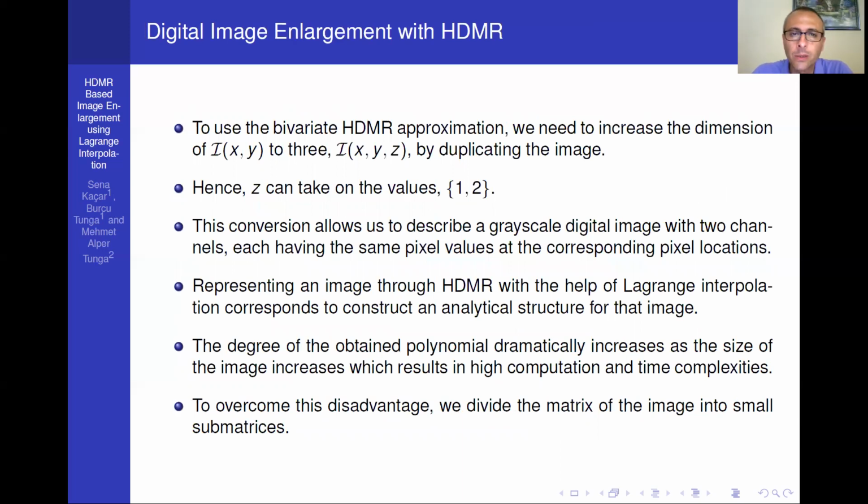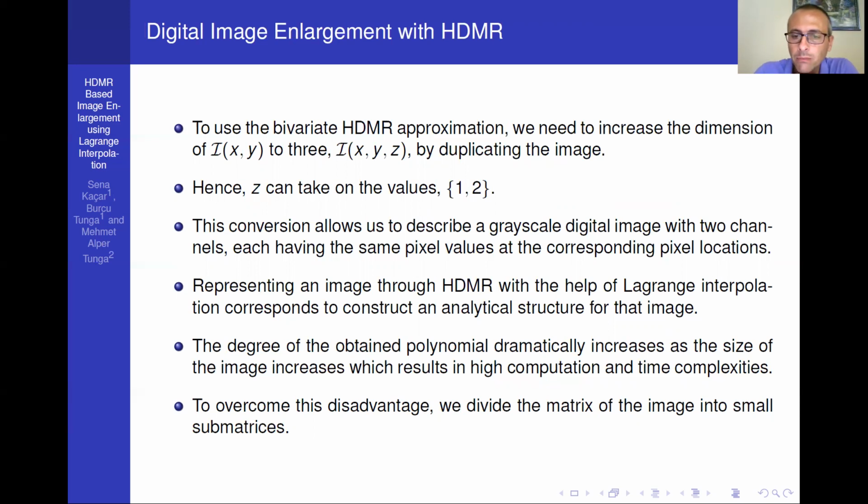So in our algorithm, we duplicate the image in order to increase the dimension of this matrix to be able to use the bivariate HTML approximation. In this sense, this Z can take on the values 1 and 2, because it's the duplication of the image. We represent the image through HTML with the help of Lagrange interpolation, and the degree of the obtained polynomial dramatically increases as the size of the image increases. So this also results in high computation and time complexities.